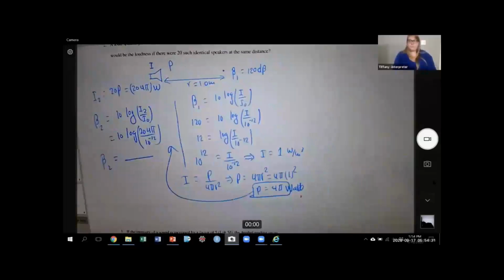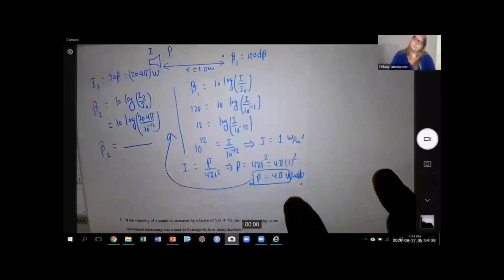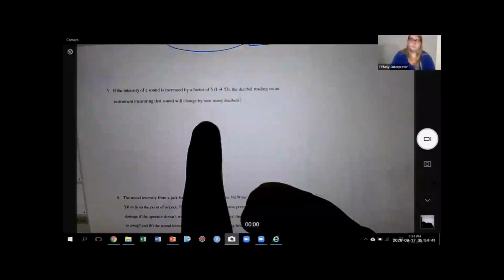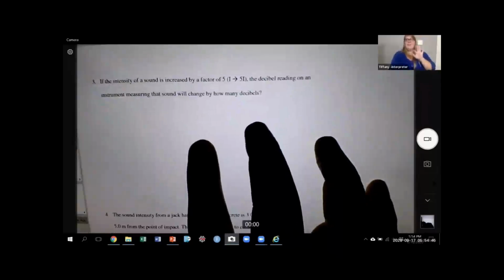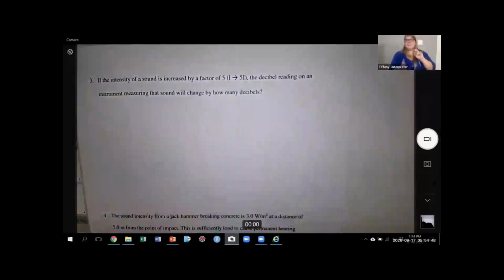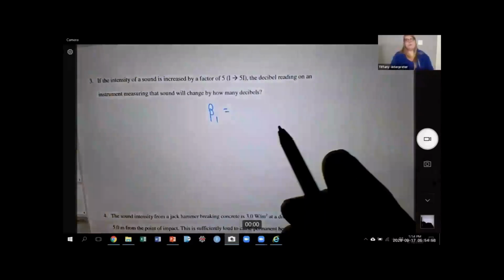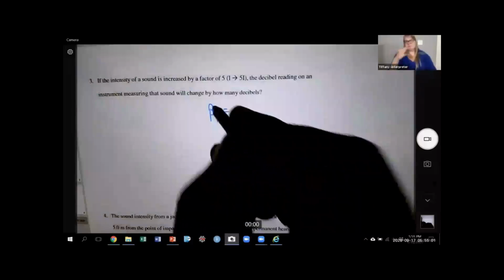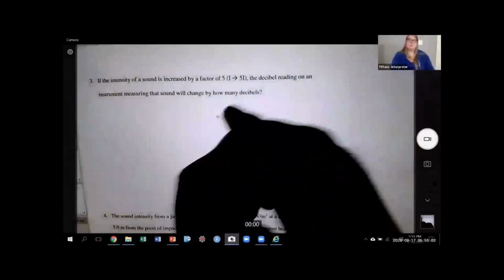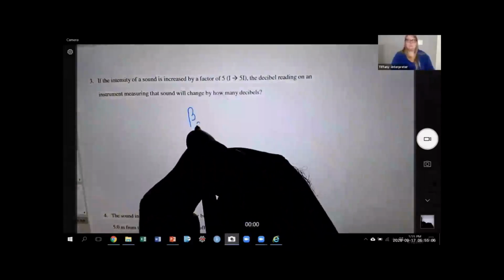Any question? Okay, now you can do the similar, right? So if the intensity of sound is increased by a factor of 5, the decibel reading of an instrument measuring the sound will increase by how many decibel? Basically, you're doing exactly the same. So you have beta 1 is some decibel. It's basically asking the difference between two sound levels when you increase the intensity by 5 times. So it's basically asking beta 2 minus beta 1.